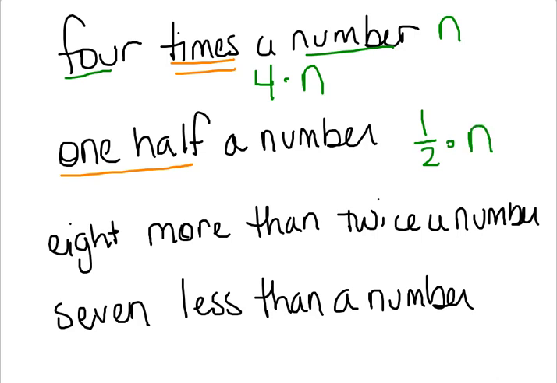What about 8 more than twice a number? So now we have a couple things going on. I have 8 more than and twice a number. So that twice a number looks like 2 times N, and 8 more than is 8 plus. So you end up with 8 plus 2n.